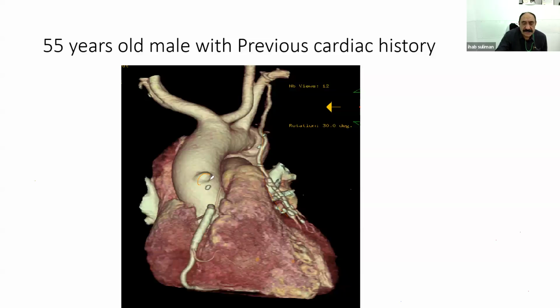And what is this called? This is called a nibble. A nibble is usually due to an occluded graft. Nibble is due to an occluded graft.